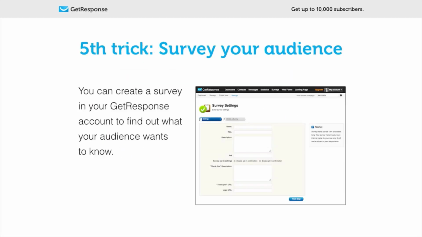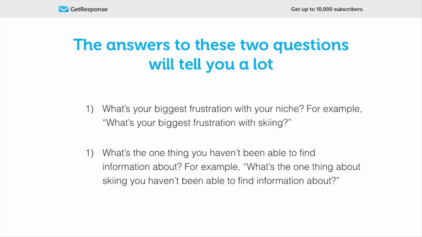Fifth trick, survey your audience. You've got the GetResponse account, so that's all you need to do to make some surveys, and surveys are really excellent. I have 2 suggestions for what to ask. That would be, what is the biggest frustration with your niche? And second would be, what do you want to know that you haven't been able to find information about? This goes back to what we talked about earlier, of offering them information that they can't get anywhere else. It is really valuable, and it will set you apart, and it will get you a lot of signups because there's a lot of competition in a lot of niches. The internet is not small anymore, and we really need to be able to stand out.